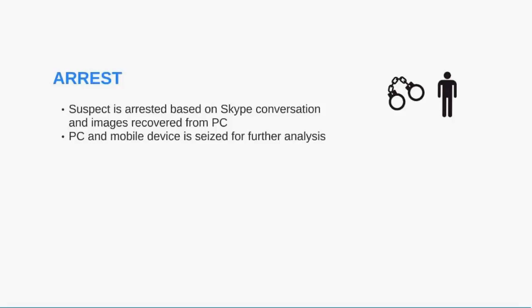So based on all of the information found, the Skype conversation and the known illicit images, the investigator is able to make an arrest on the spot. The suspect is then arrested, and the PC and mobile device are seized for further analysis. So that then we can take those devices back to the lab and dig a little deeper on both of those, and spend a little bit more time on it than you could at the suspect's house.